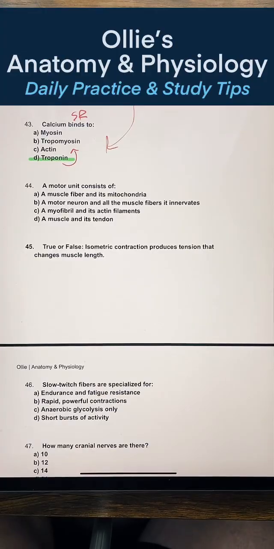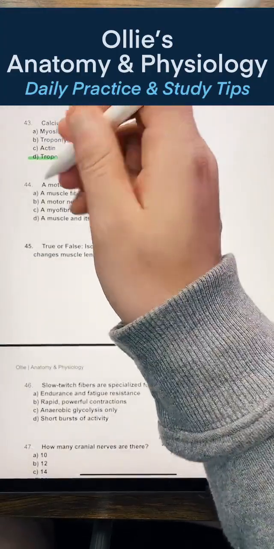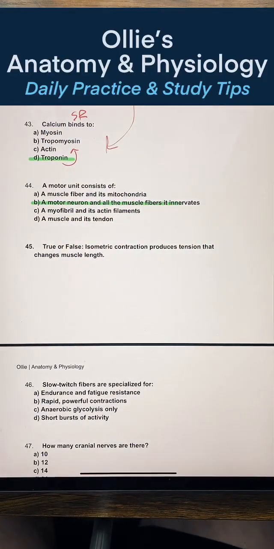Number 44, a motor unit consists of, the answer choice here is going to be B. It is a motor neuron and all the muscle fibers that it innervates. So a motor unit is the functional unit of a muscle contraction. This involves the neuron and its associated fibers.